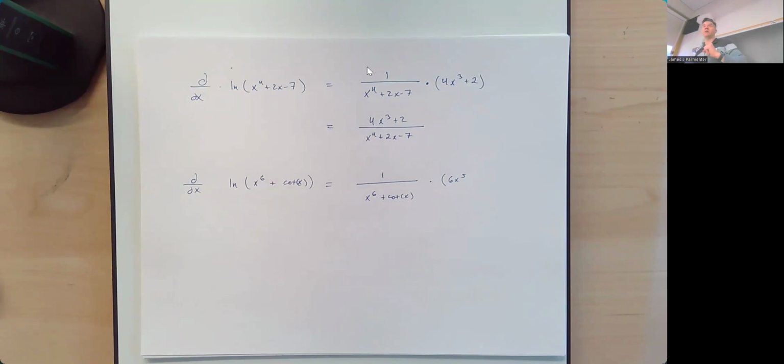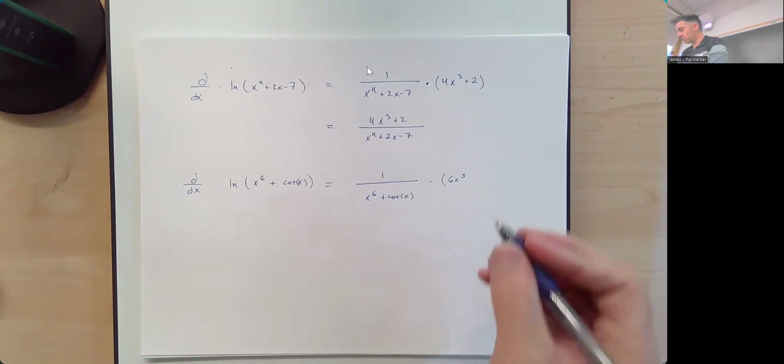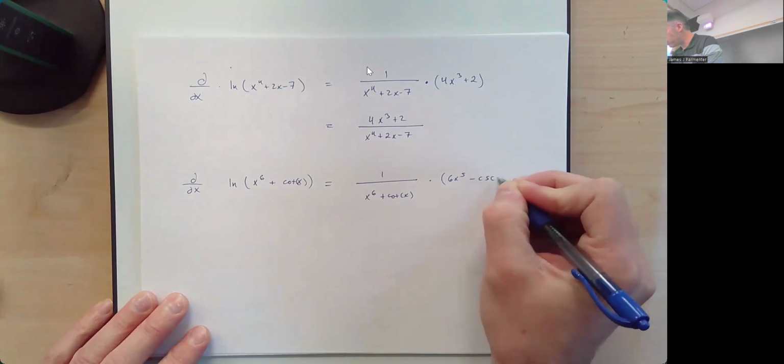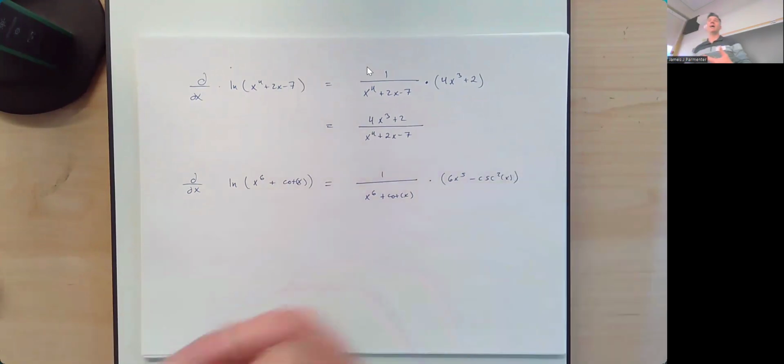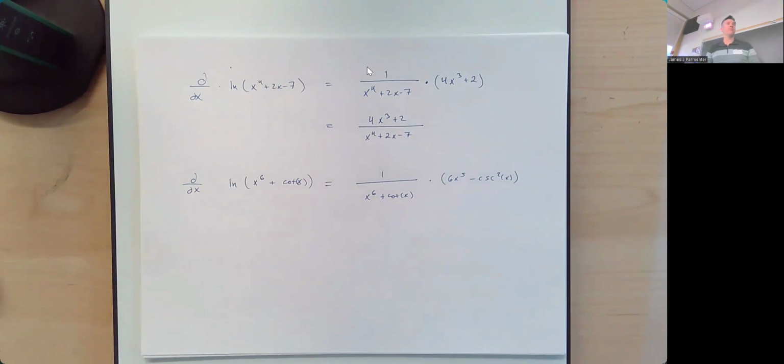Always. Cotangent, cosecant, and cosine, their derivatives are always negative. The derivative of cotangent is negative cosecant squared of x. The derivative of cosine is negative sine. The derivative of cosecant is negative cosecant of x times cotangent of x. So yeah, all the co-functions have negative derivatives. All the other ones don't.